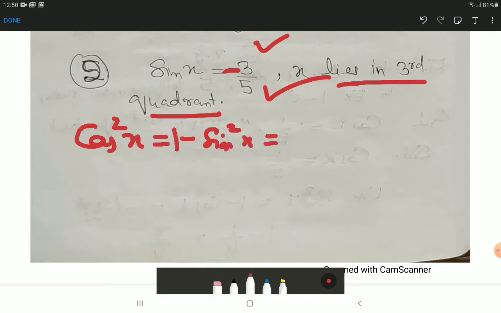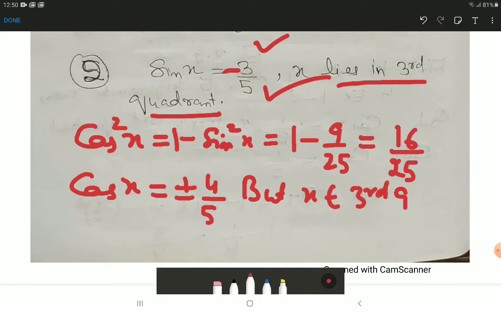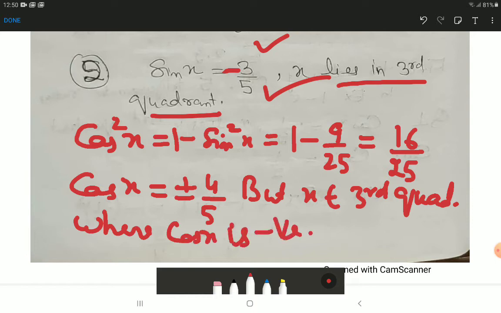So feed the value of sin x here. 1 minus 3 by 5 whole square will be 9 by 25. So it comes out to be 16 upon 25. So cos square x is 16 upon 25. So cos x will be plus minus square root of 16 by 25, which will come out to be 4 by 5. But x belongs to the third quadrant, where cos x is negative. So we will reject the positive value and the negative value will be retained.